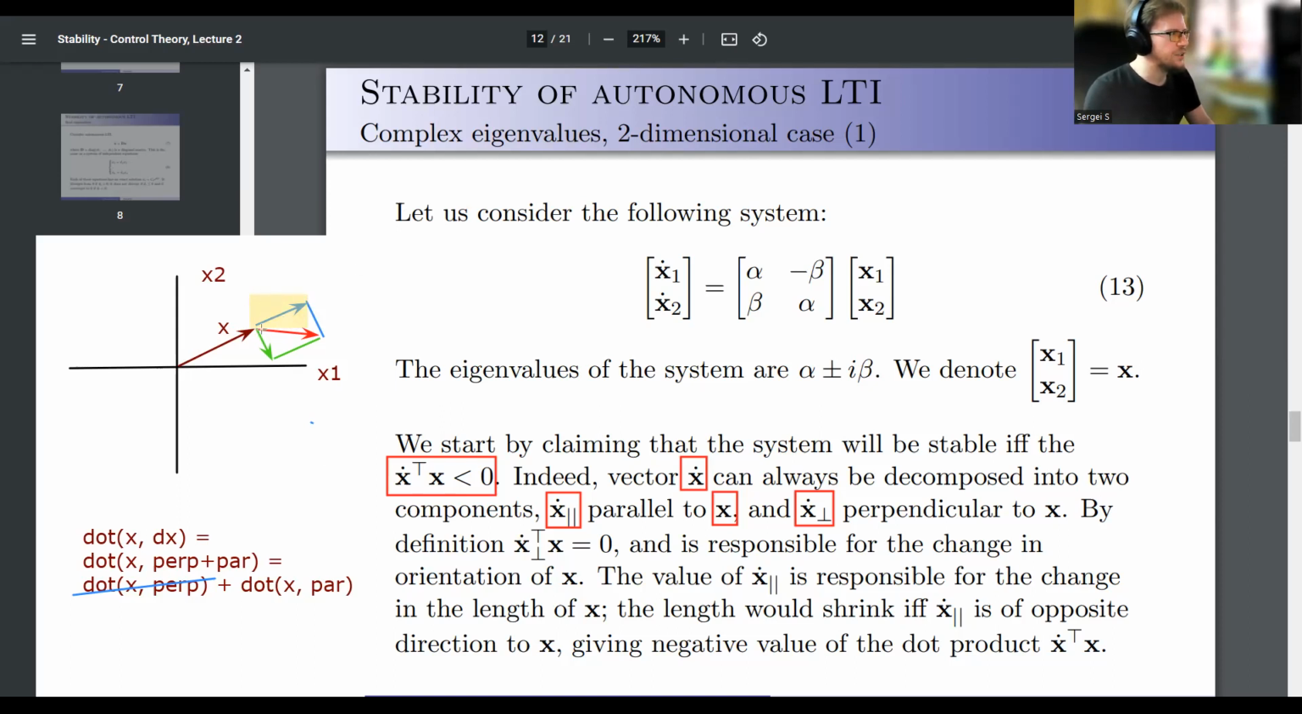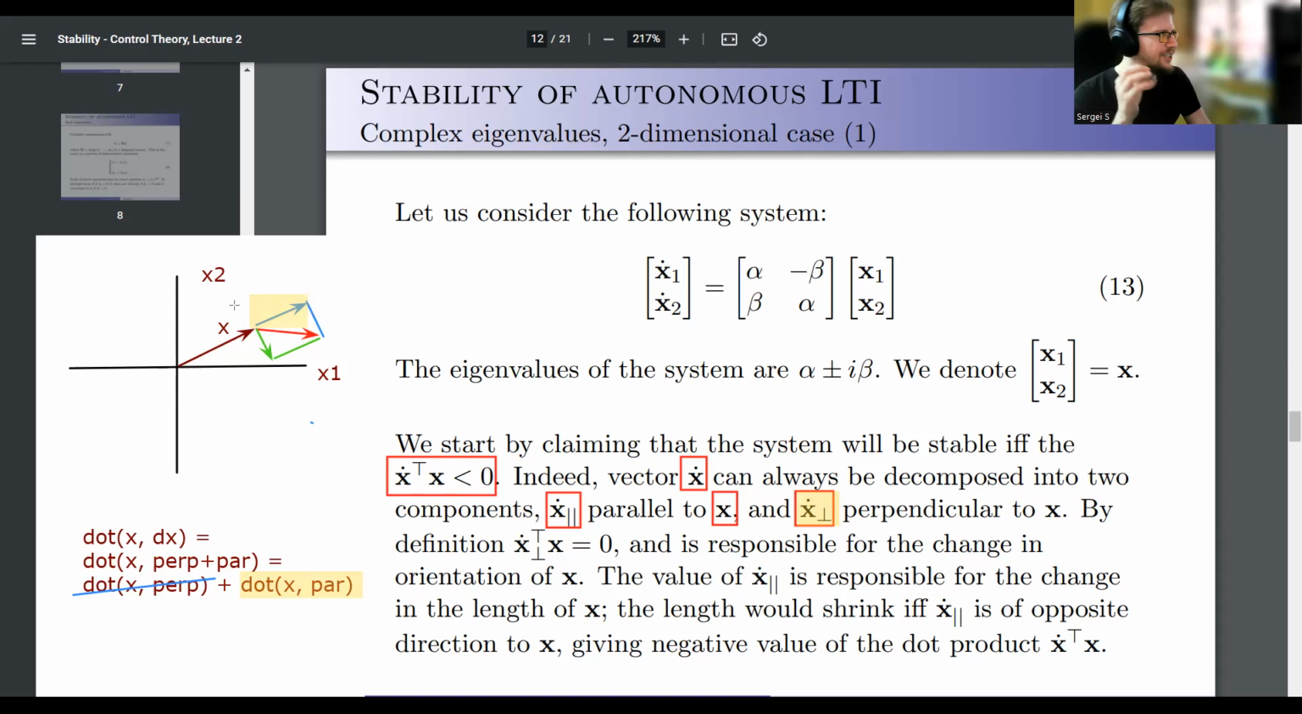If the dot product is negative, then this component will decrease x in size. So this is what this thing does. It increases or decreases x in size. What does this part do? X perp only rotates the vector x. It doesn't increase its size. It only rotates it. So this green component only rotates x. It will change its orientation, but not magnitude.